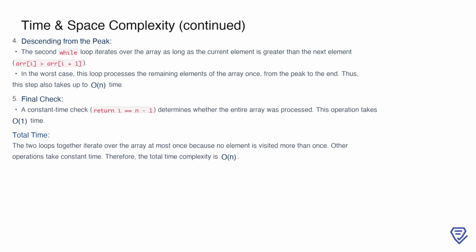Now, as we start descending from the peak, the second while loop iterates over the array as long as each element is greater than the next. Similar to the ascent, in the worst case, this loop processes the remaining elements from the peak to the end of the array, which takes O(n) time. Finally, a constant time operation checks whether the entire array has been successfully processed by ensuring the pointer has reached the last index. This check takes only O(1). Since the two loops together iterate over the array at most once, and no element is revisited, the total time complexity of the solution is O(n), with all other operations contributing only constant time.